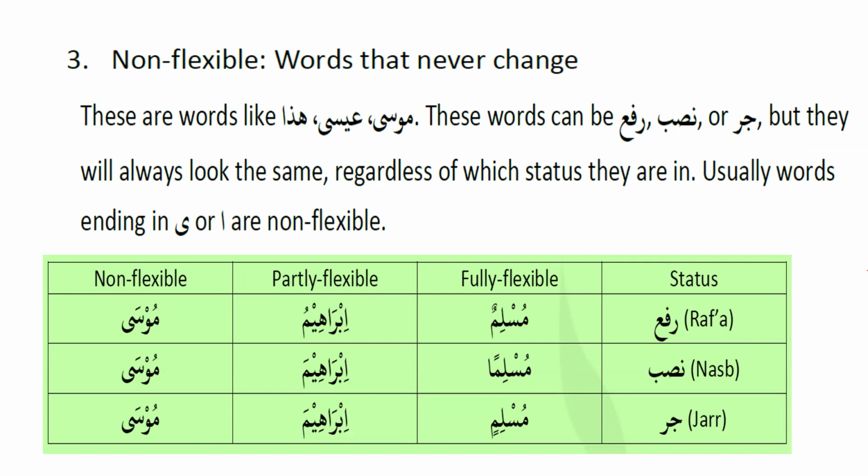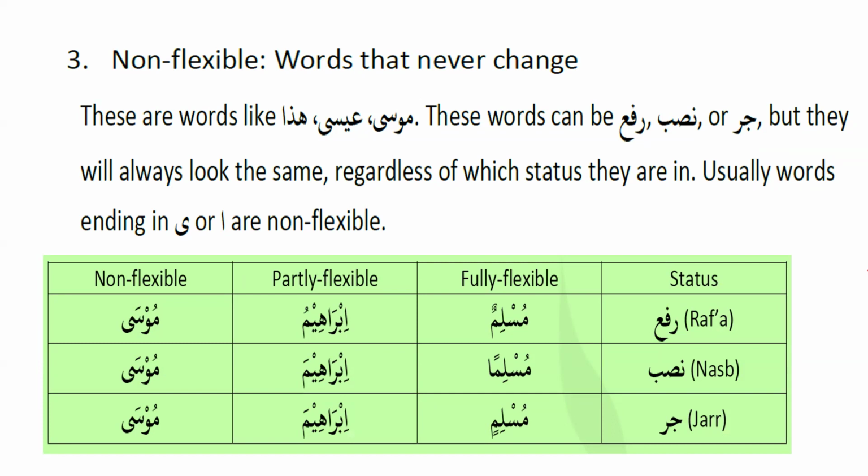Also, there are some words which are not names, they're normal words, and we're going to deal with these in the coming weeks. For example, the word haza, meaning this, like this is a book. There are some words that end with a lone alif at the end. These words are also non-flexible. These words are ism, but they're non-flexible, meaning their Rafa, Nasab, and Jar are the same.